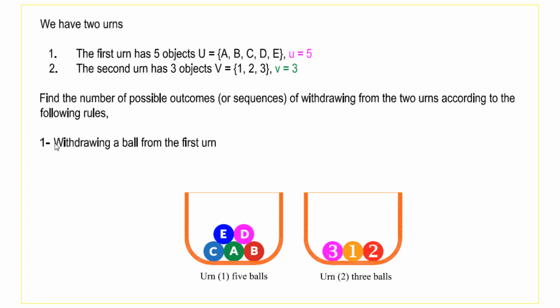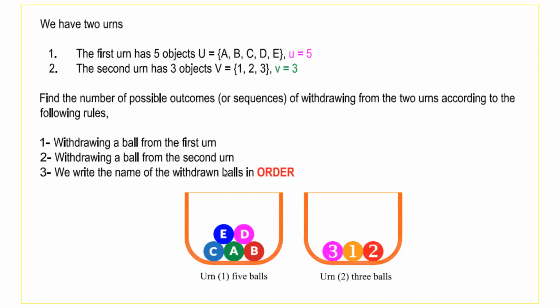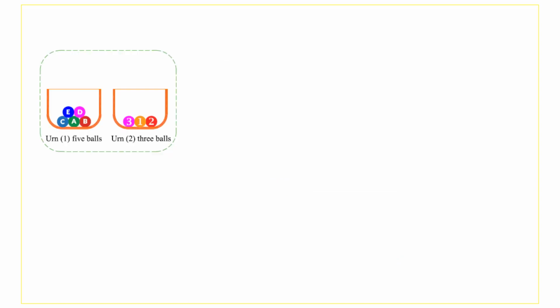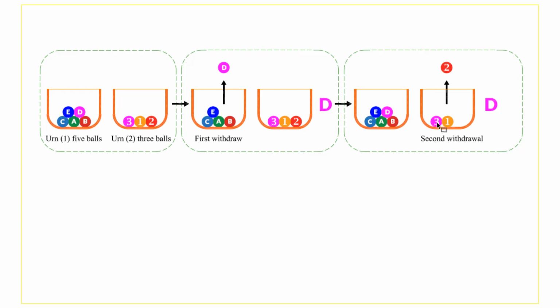The first one, we are withdrawing a ball from the first urn, and after that we withdraw a ball from the second urn and we write the name of the withdrawn balls in order. So now we have the 2 urns. We withdraw from the first urn object D and we write it down here, and then we withdraw from the second urn object 2 and we write it down here, and now we have a sequence D2.